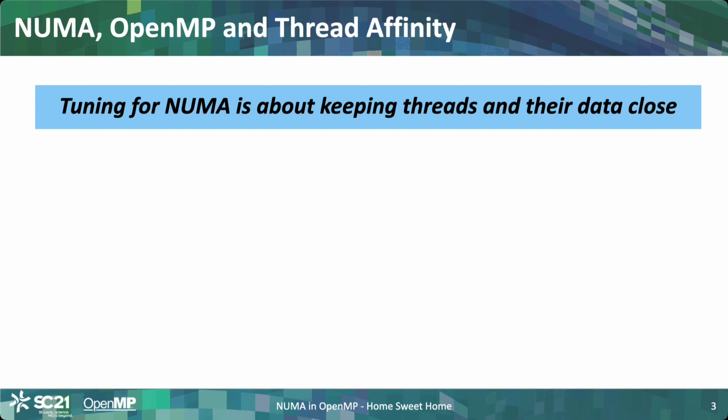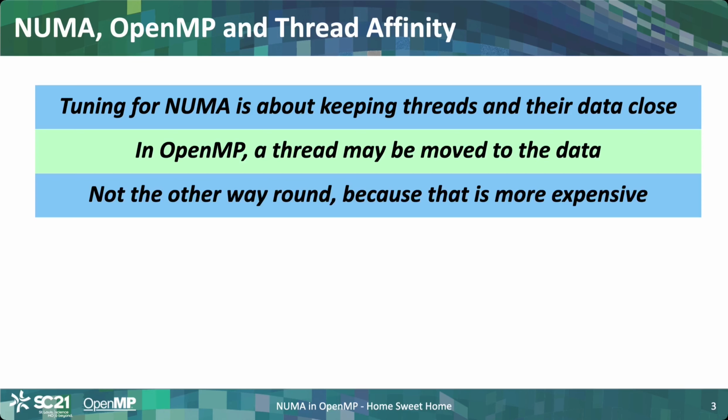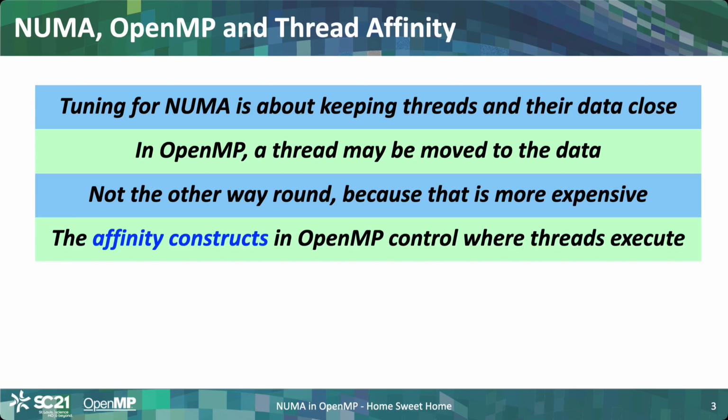as short as possible. In OpenMP, a conscious decision has been made to move a thread to the data and not the other way around. You could move data around, but that's a lot more expensive. So the idea is that the data is where it is, and you make sure that the thread that needs that data is close to it. And how do you accomplish that? Well, you do that by using the Affinity constructs.